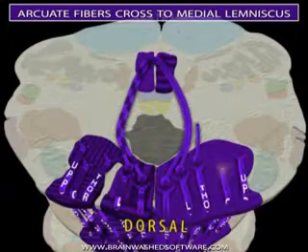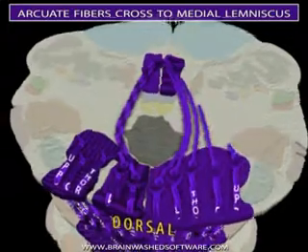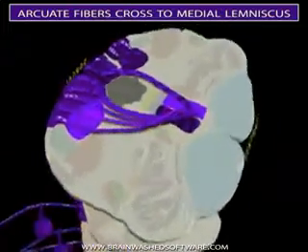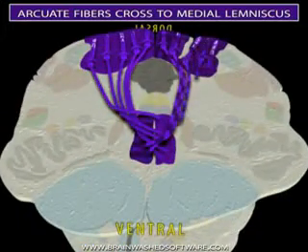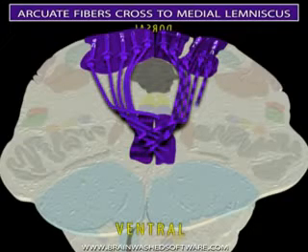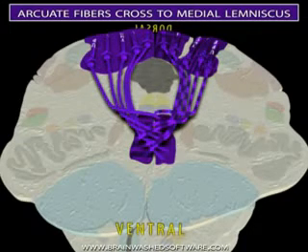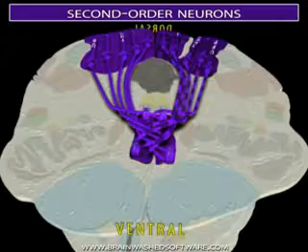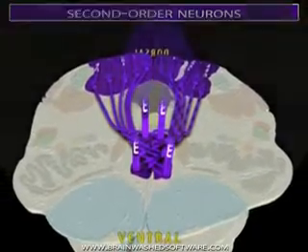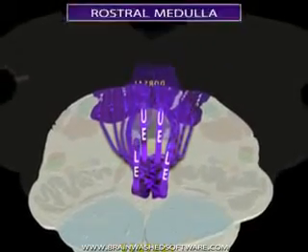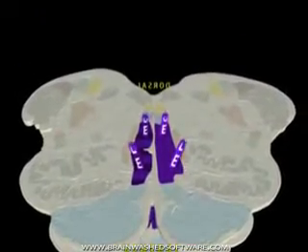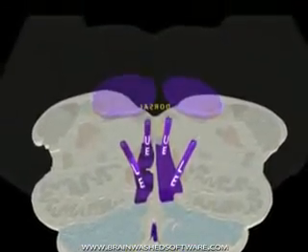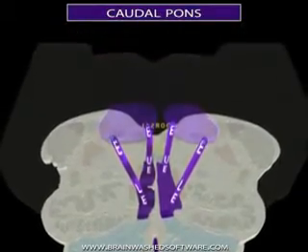The somatotopy from the spinal cord shifts from a medial lateral pattern to a ventral dorsal pattern, with the previously medial sacral axons becoming the most ventral. From this point on, only two axons will be illustrated in each medial lemniscus. One represents the axons of all the second-order neurons in nucleus gracilis, and the other the axons from all the second-order neurons in nucleus cuneatus.